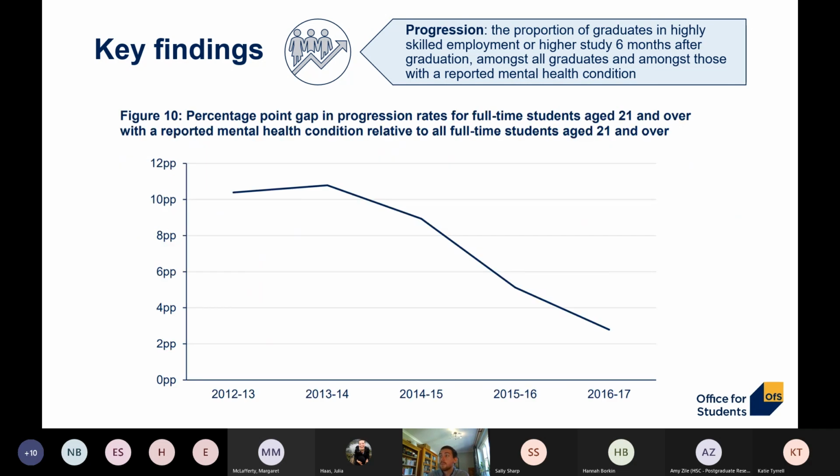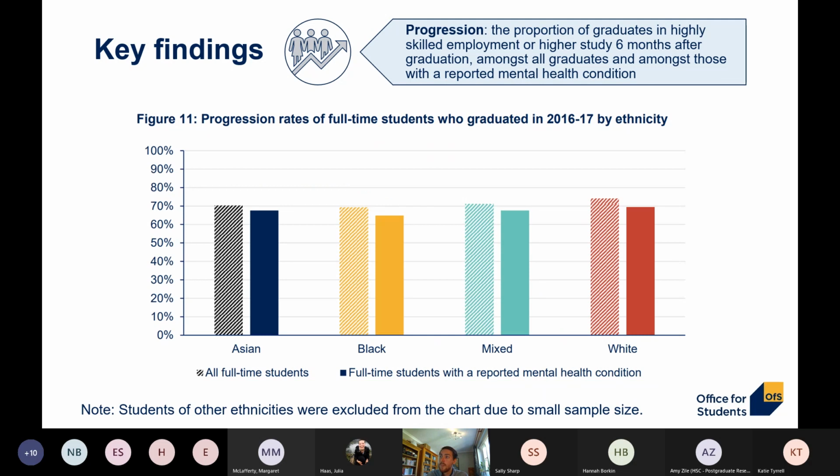So this is the percentage point gap for mature students, in fact, and you'll note that that's fallen substantially over the period as well. And this is the chart for ethnicity, which shows that gap in progression rates for Black students being the second largest after white students.